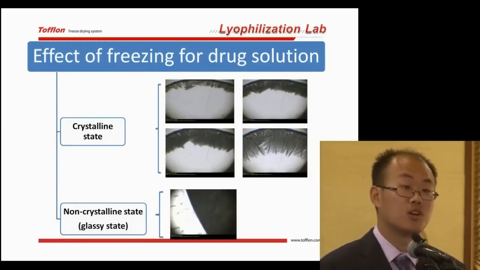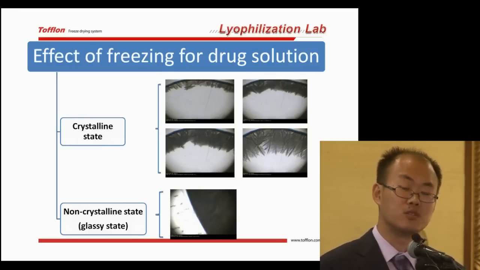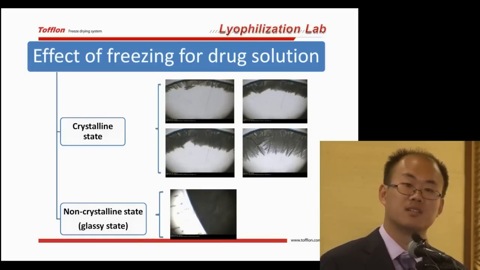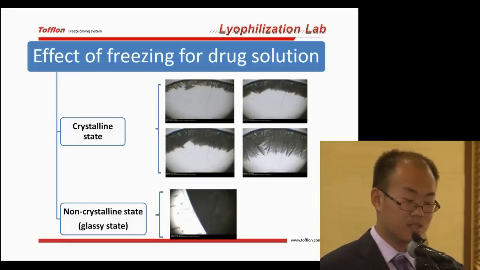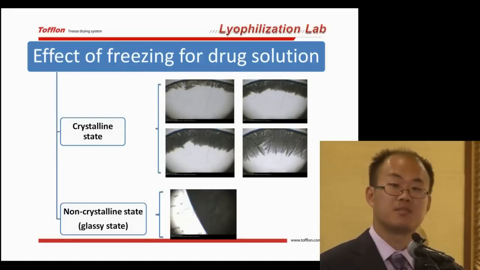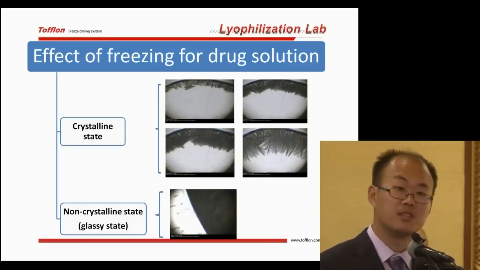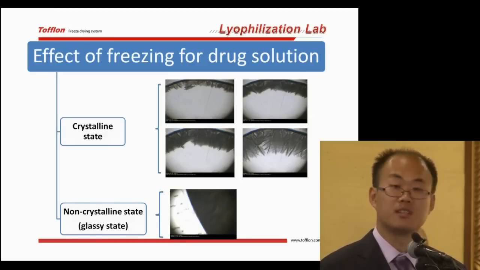Next, after we talk about the water, we must go into the drying step. But the drying step has different effects. So how does this effect appear? Now we must talk about the freezing, because the freezing step can give us two states of the drug solution. When we decrease the temperature, we can get the crystalline state or the non-crystalline state. The non-crystalline state is also called glassy state.